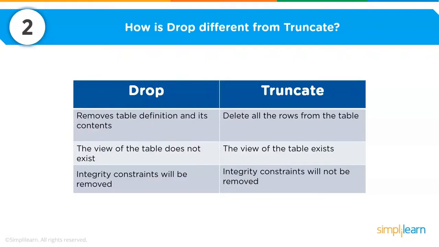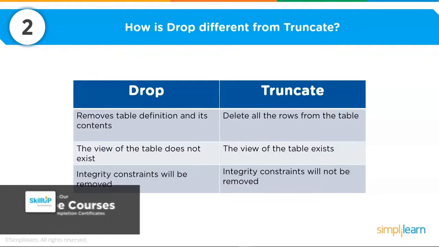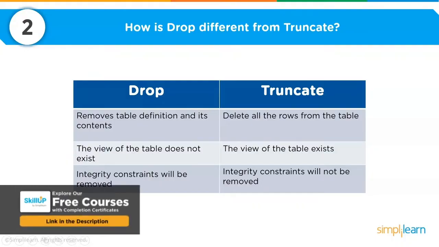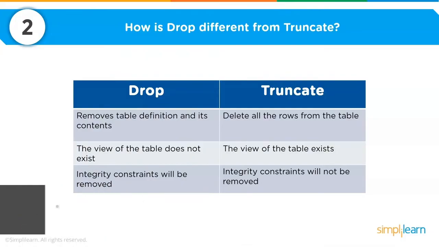Now we can drop the whole table structure in one go, so the view of the table does not exist. By using the truncate command, the existence of all the rows in the table is lost, but the view of the table exists. Now integrity constraints will be removed in drop command, while the integrity constraints will not be removed when you use the truncate command.